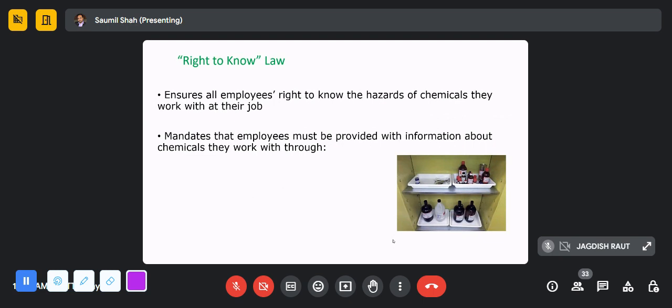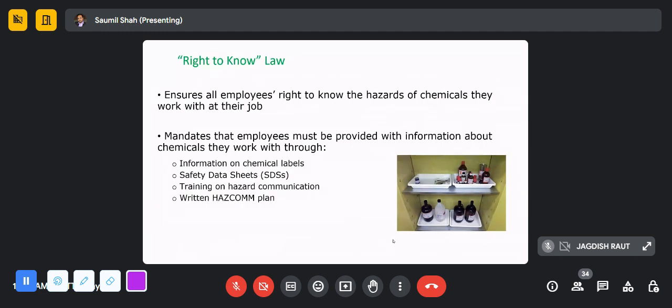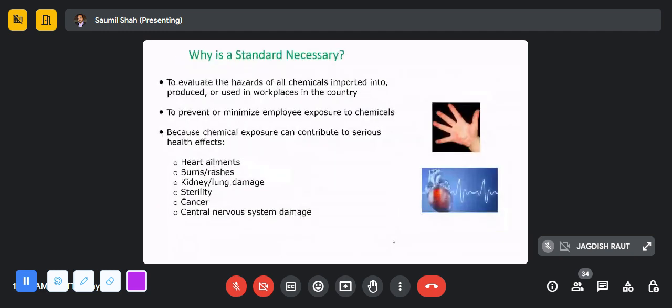Ensure all employees have the right to know the hazards of chemicals they work with at their job. It mandates that employees must be provided with information about the chemicals they work with. So it is, you can say, a legal or mandatory requirement of any organization that whichever chemical is being handled at your site, everyone is aware, knows, and is trained how to handle that chemical. So: information on chemical labels, safety data sheets, training on hazard communication, and a written HAZCOM plan, which I have already discussed.